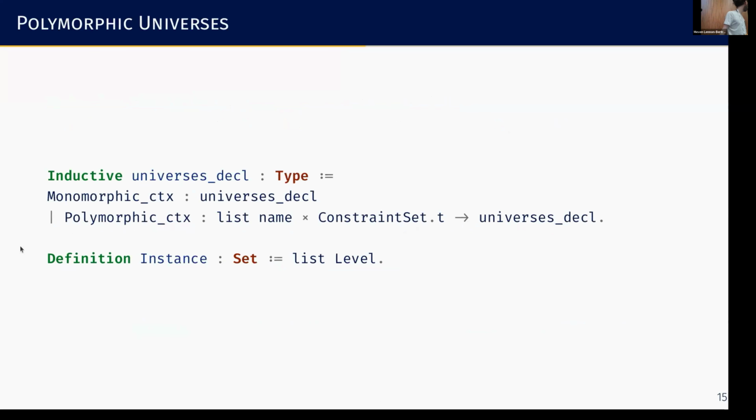Yes, and so every declaration is going to be done in one of these universe declarations. It either is just a monomorphic declaration, so there's nothing happening, or it's a polymorphic one, and there you have a list of names and constraints between the things. And when you want to use one of these polymorphic definitions, you're going to give a list of levels to instantiate all the things that were bound here, basically. And then you're going to have to check that these levels indeed satisfy the constraints. Okay, so that's it for the data types.